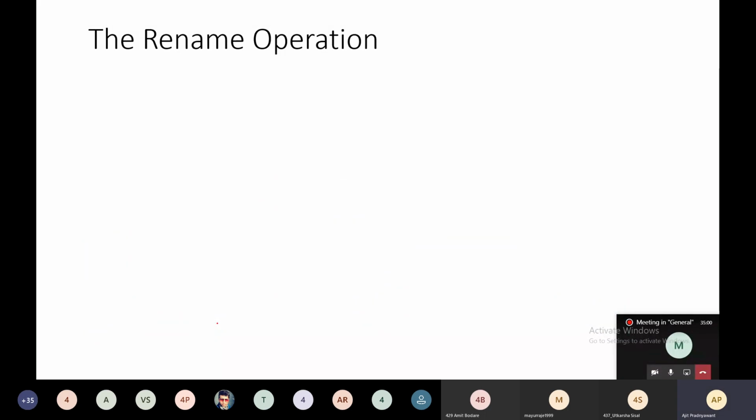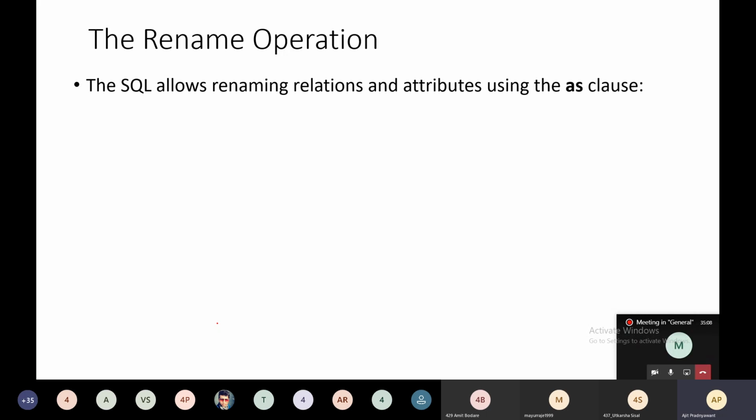So moving forward, next is rename. What is meant by the rename operation? SQL allows renaming relations and attributes using the as clause. It will use the as clause to rename the relations or attributes. You can rename the relations as well as the attributes.